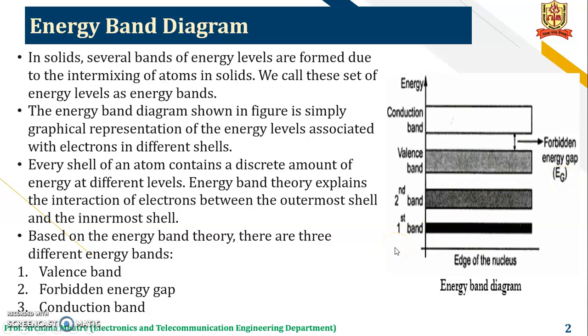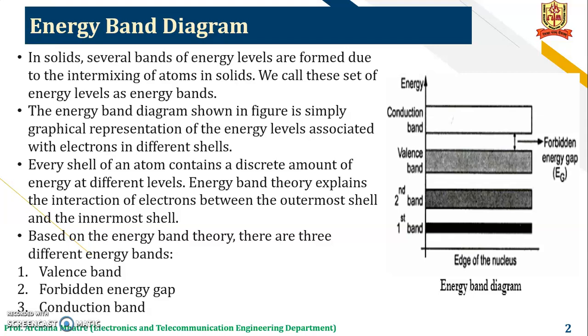In solids, several bands of energy levels are formed due to the intermixing of atoms in the solid. We call this set of energy levels an energy band. The energy band diagram shown in the figure is simply a graphical representation of the energy levels associated with the electrons in different shells. Every shell of an atom contains a discrete amount of energy at different levels. Energy band theory explains the interaction of electrons between the outermost shell and the innermost shell of the atom.